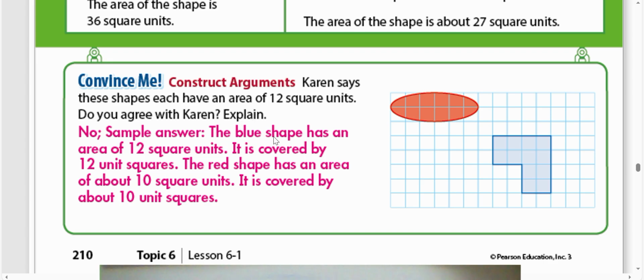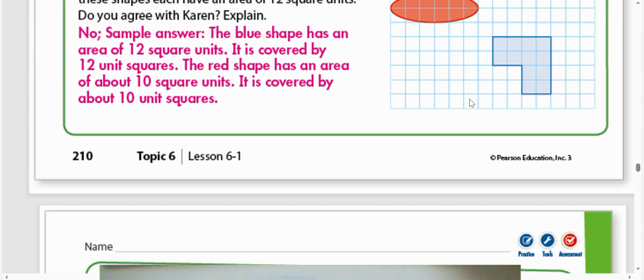No, because the blue shape has an area of 12. We have 12 squares inside. It is covered by 12 unit squares. The red shape has an area of about 10 square units. It is covered by about 10 unit squares: 1, 2, 3, 4, 5, 6, 7, 8, 9, 10. It is nearest to 10 because this part and this part will complete together. And here it is 12. These are not equivalent, because this part is not completed. He colored only part of this square. If you combine this part and this part together, we will get a square.